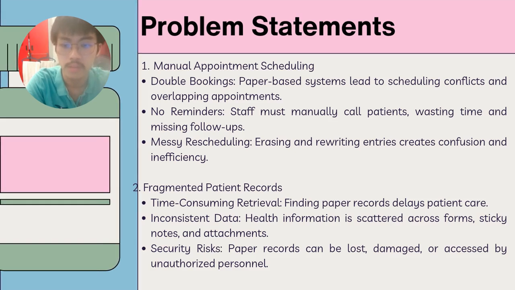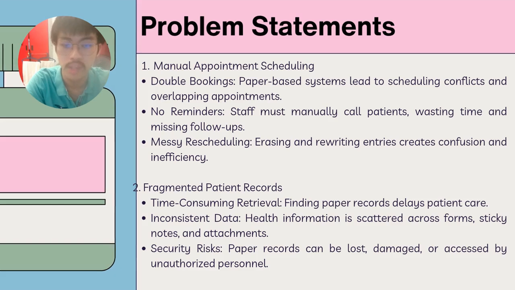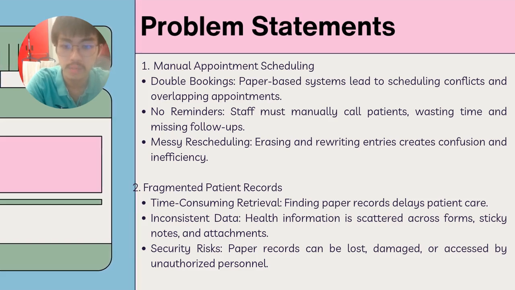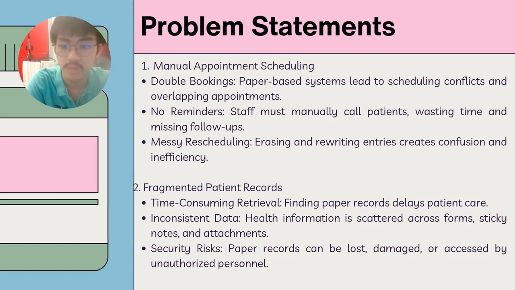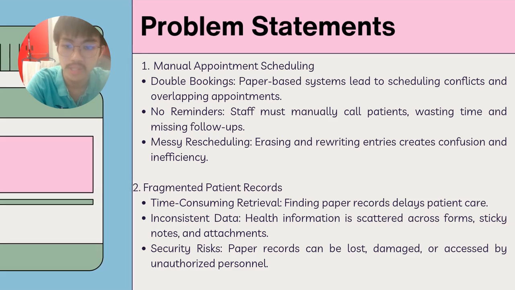Number two, fragmented patient records. Among these problems, there is time-consuming retrieval, where finding paper records would delay patient care. Inconsistency in data, where health information is scattered across forms, sticky notes, and attachments. And security risk, as paper records can be lost, damaged, and accessed by unauthorized personnel.